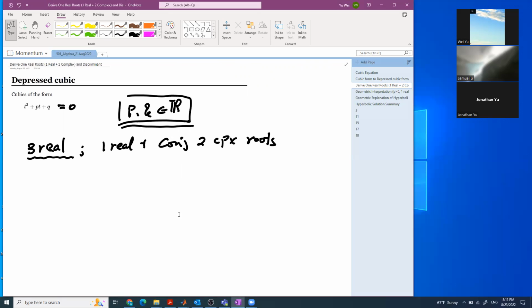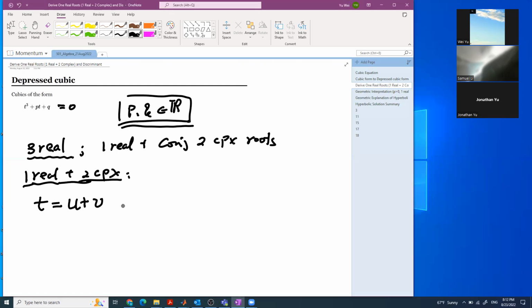Okay, so now let's find a root here. We want to derive 1 real root plus 2 complex roots. And what is the criterion to have such conditions? Let's derive it. The derivation is to set t equals u plus v. Now let's do it.